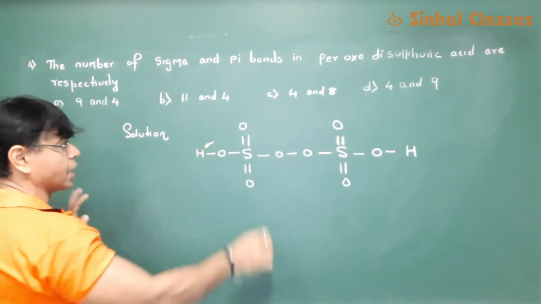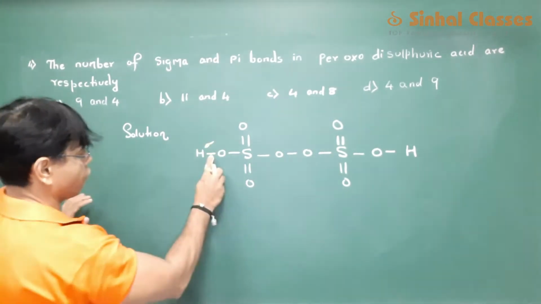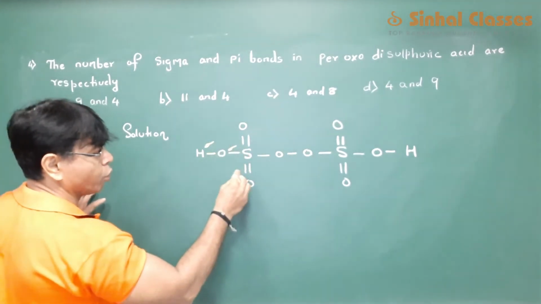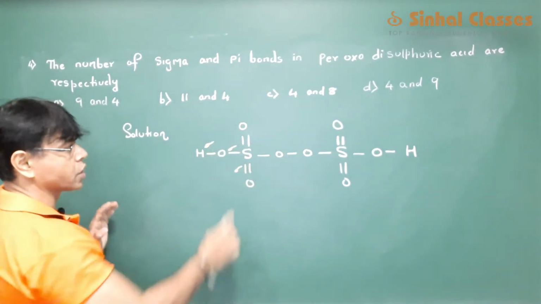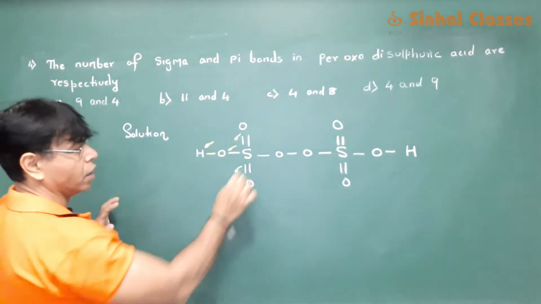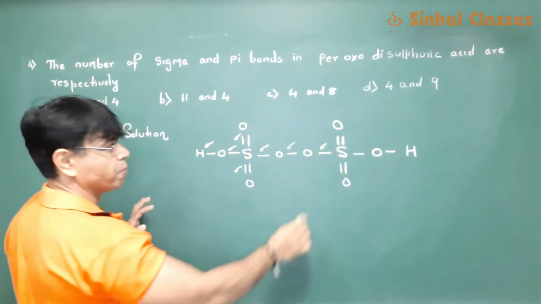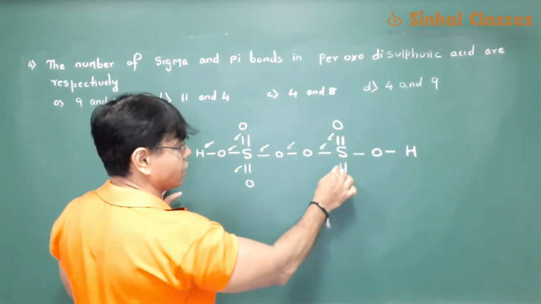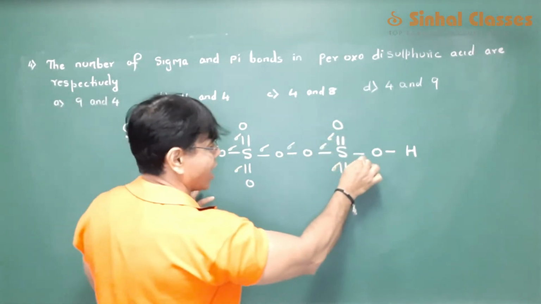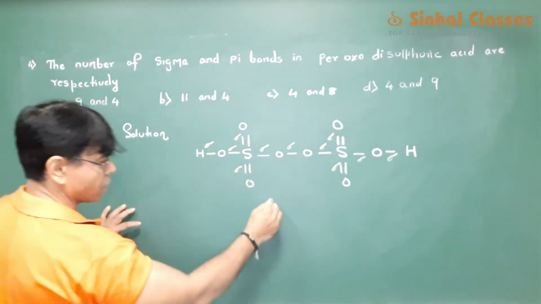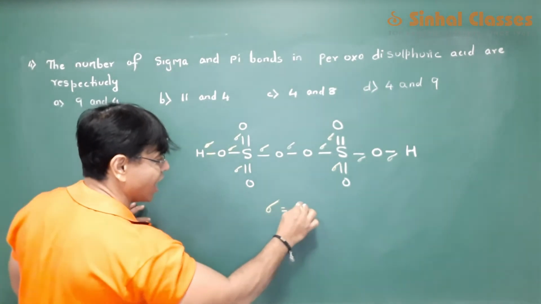Sigma we represent by this symbol: 1 sigma, 2 sigma, then out of this double bond, 1 is sigma, 3 sigma, 4 sigma, 5, 6, 7. Now out of this 8, 9, 10, 11. So the total number of sigma bonds is 11.